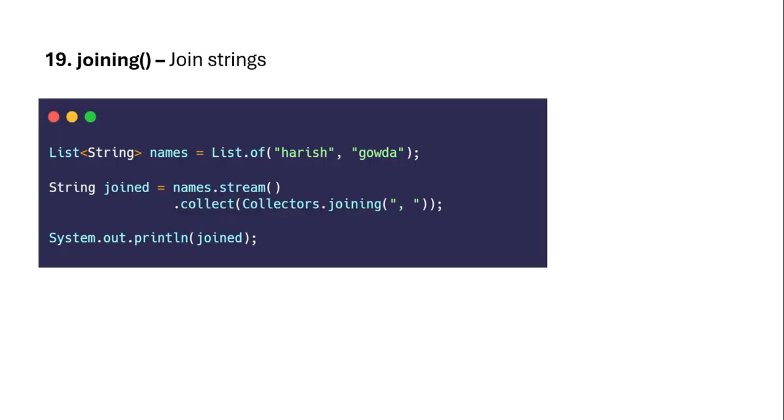The 19th is joining the strings. We use something called Collectors.joining, and we specify what it has to be joined by, and we can just collect that into a string.